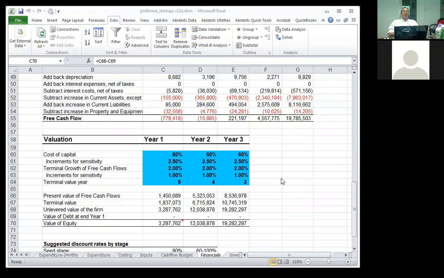cash flow valuation. So how many of us have already familiarized ourselves with, studied, or done discounted cash flow valuation? Okay, and others have not, right? So let's talk about this so everybody understands how it works.